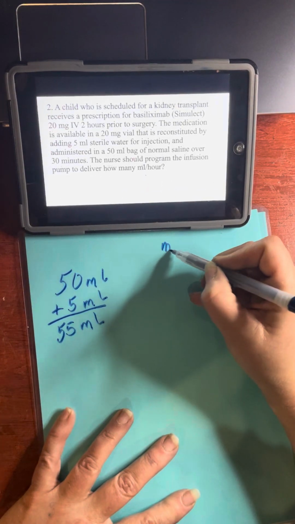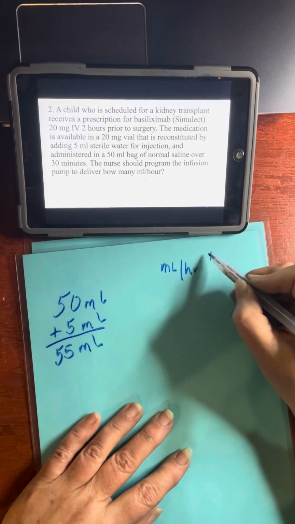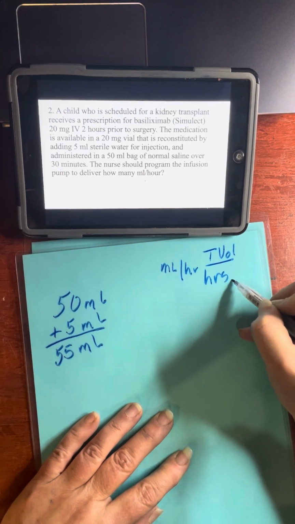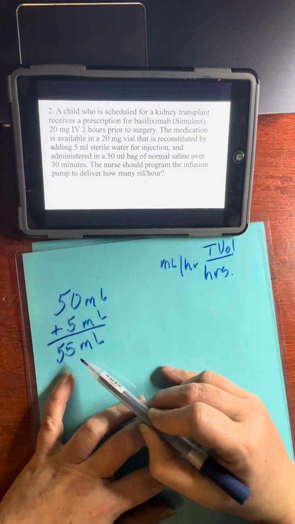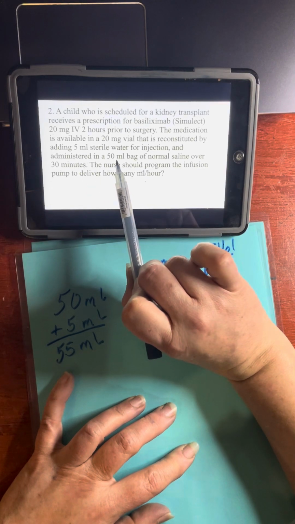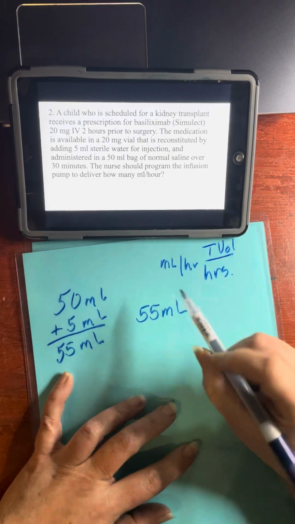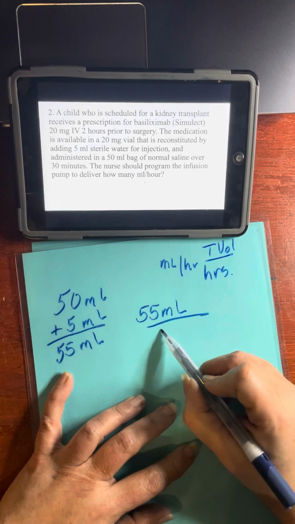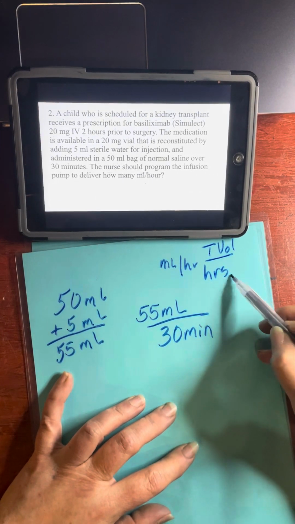So the formula for milliliters per hour is the total volume divided by the time in hours. Okay? So the total volume that we have is going to be this 55. You got to remember to add the 5 to the 50 and have 55 total volume. And then how long is it going in? 30 minutes. But to do milliliters an hour, it needs to be in hours.